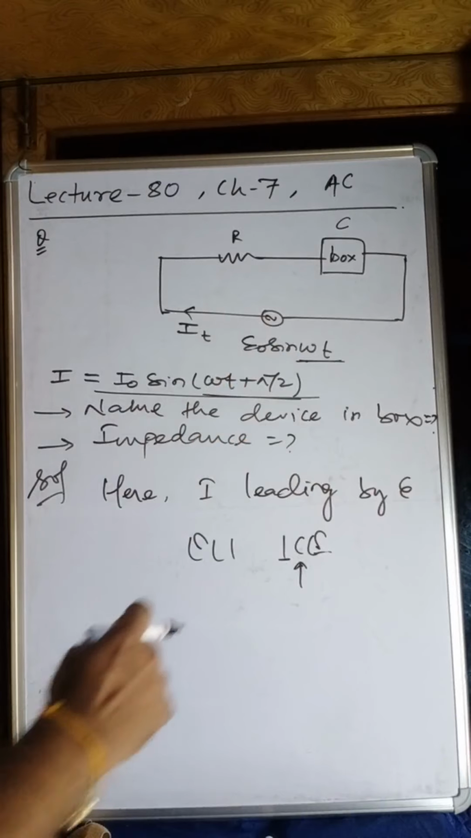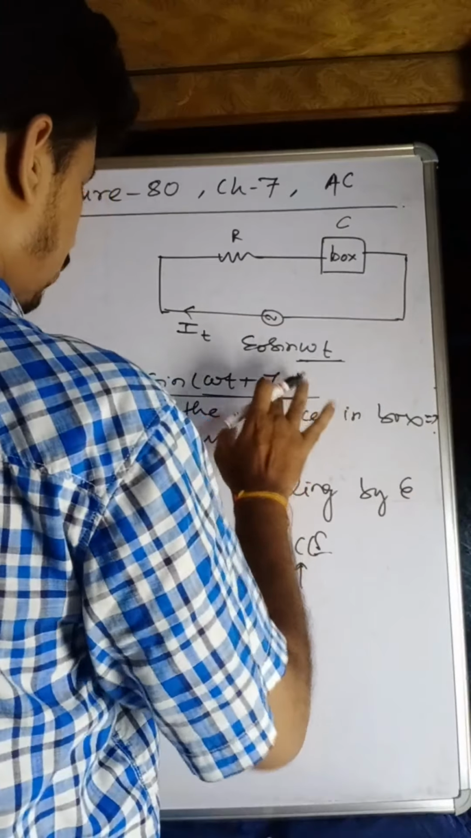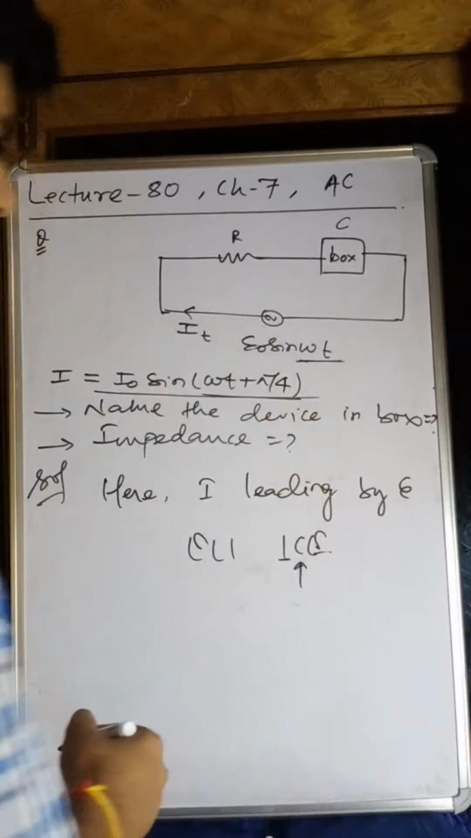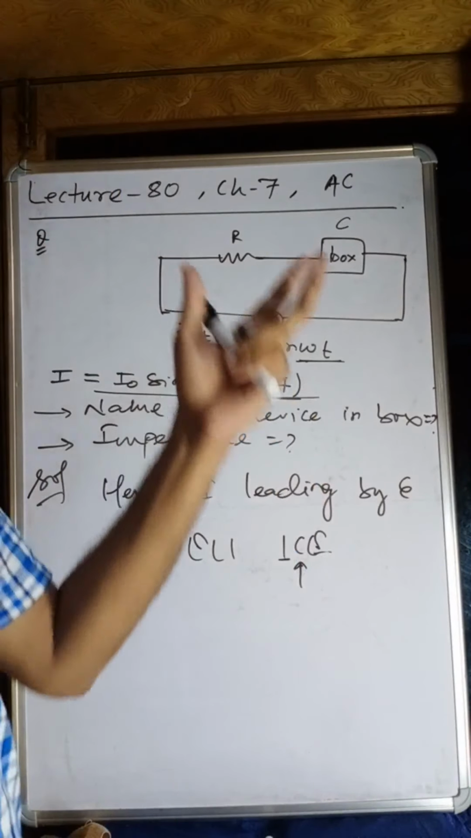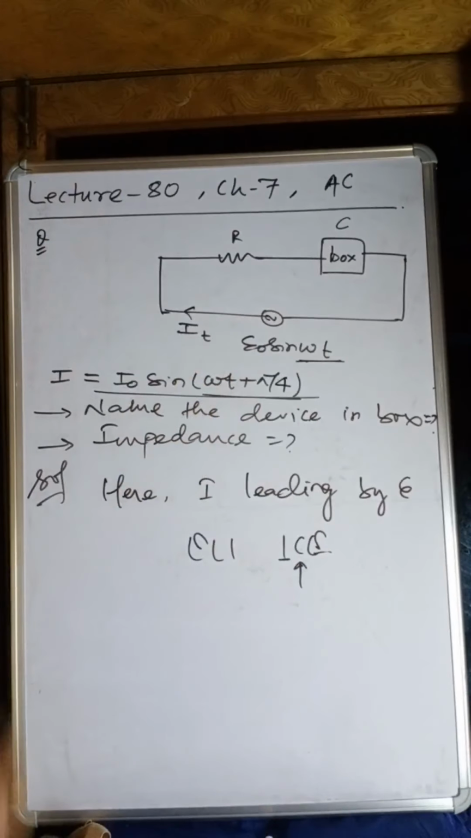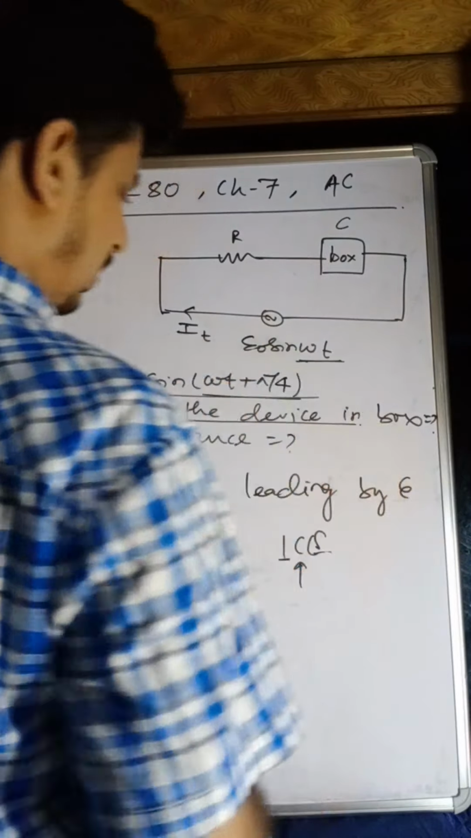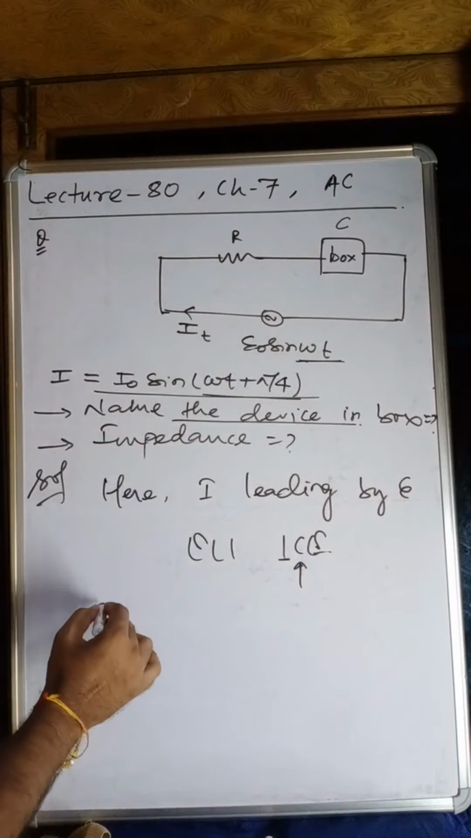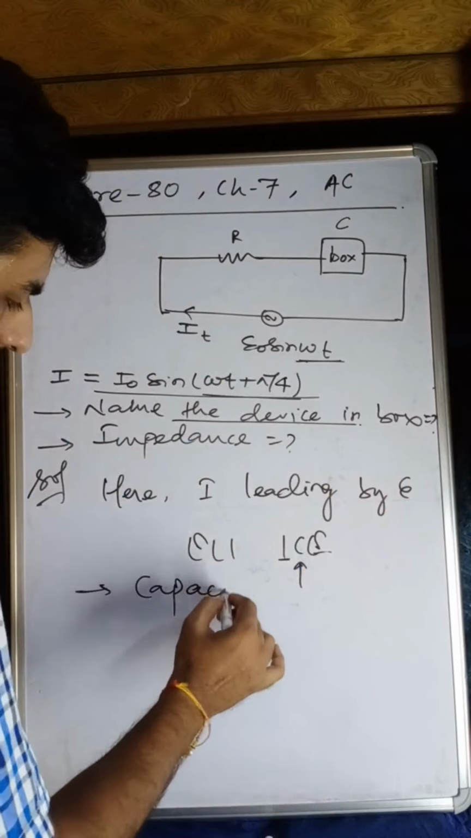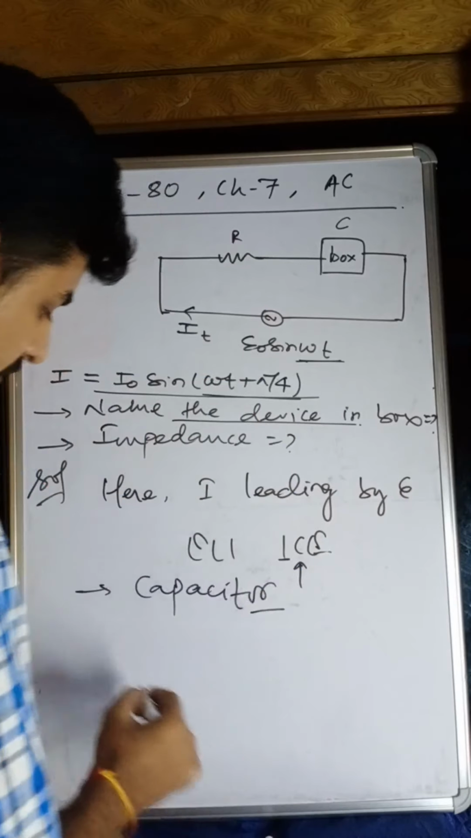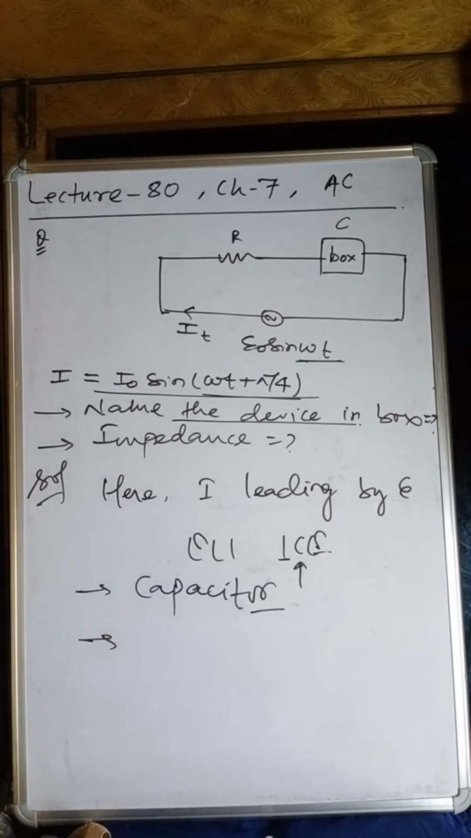Actually, suppose I change it to pi by 4. Pi by 2 you know very well, it would be very easy. If it is pi by 4, then how will you solve this question? Now look here. The first answer, name the device: the device is a capacitor. Now we are going to solve the second question.